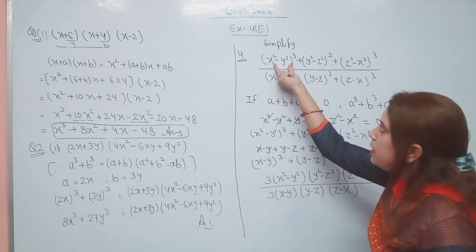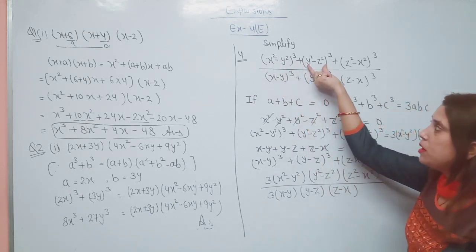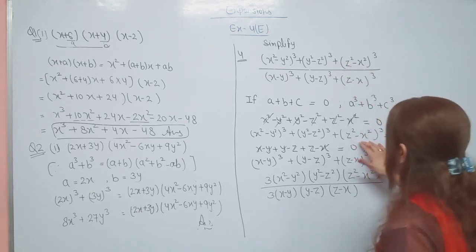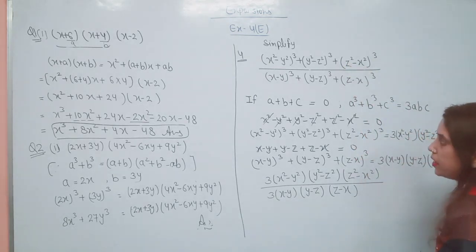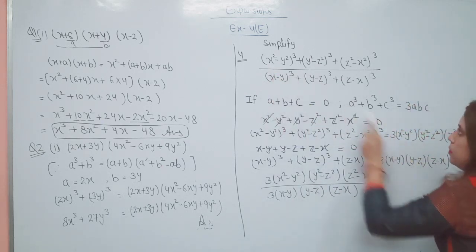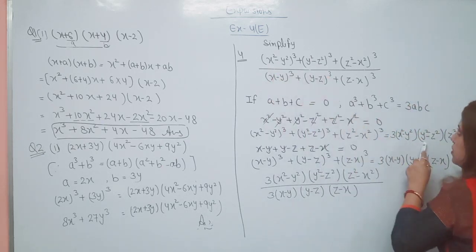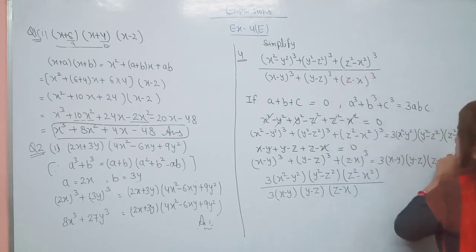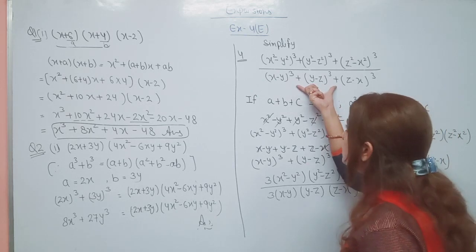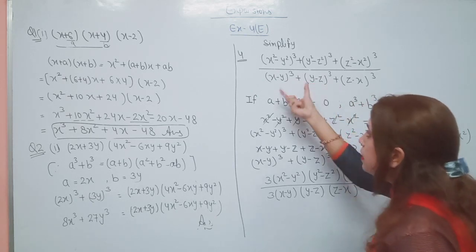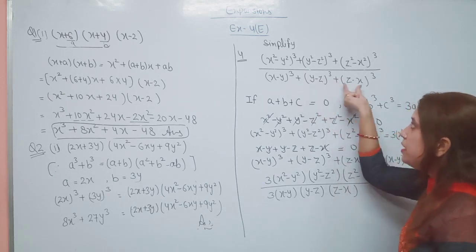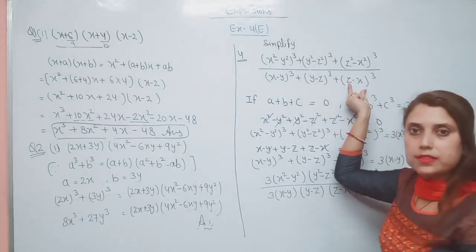So (x² − y²)³ + (y² − z²)³ + (z² − x²)³ is equal to 3abc, where a is x² − y², b is y² − z², and c is z² − x². Same as it is, we find for the numerator. Here for the denominator, a is x − y, b is y − z, and c is z − x.